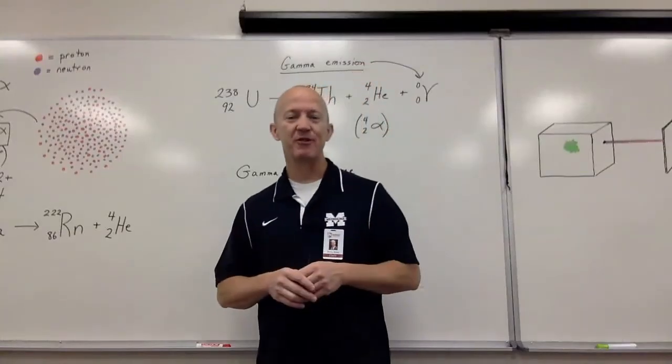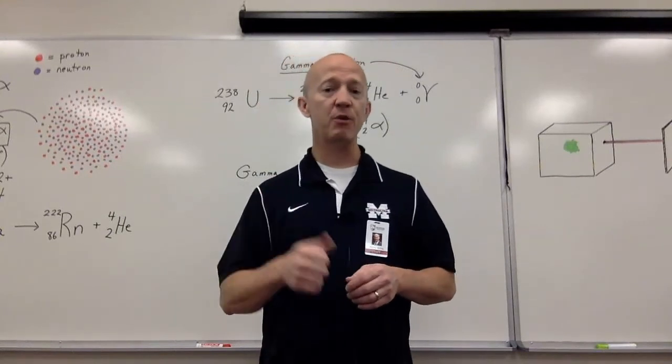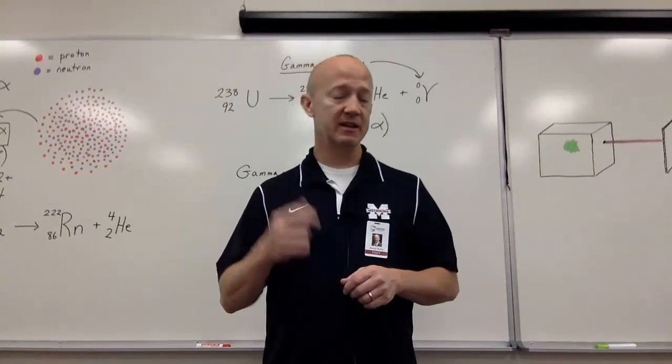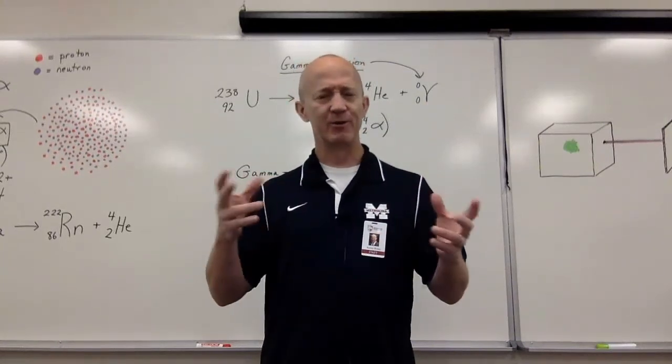So that's all the time we have for today. Today we talked about the different types of radiation. We talked about alpha radiation, beta radiation, and gamma radiation. We also talked about just a little bit of the history behind radioactivity.